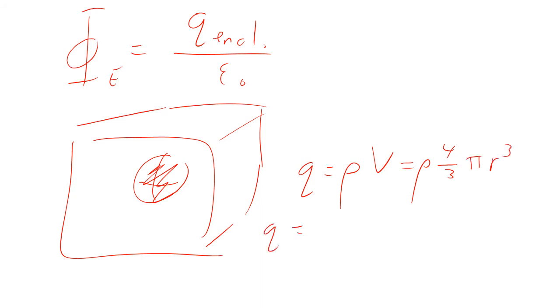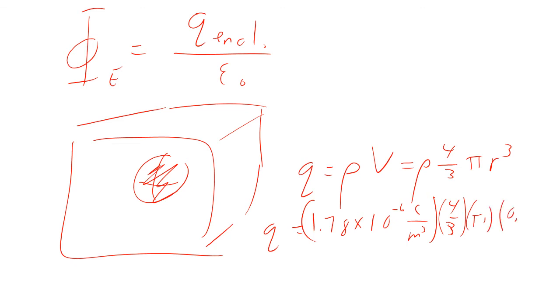So the enclosed charge would be 1.78 times 10 to the minus 6 coulombs per cubic meter times 4/3 times pi times 0.0941 meters cubed. So the enclosed charge comes out to be equal to 6.21 times 10 to the minus 9 coulombs.